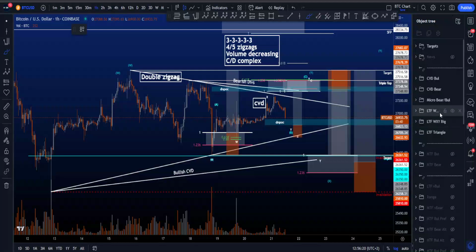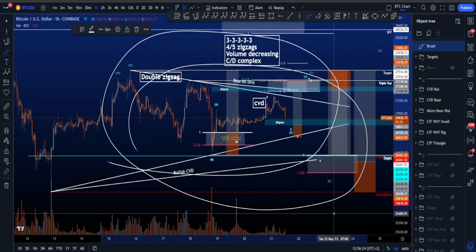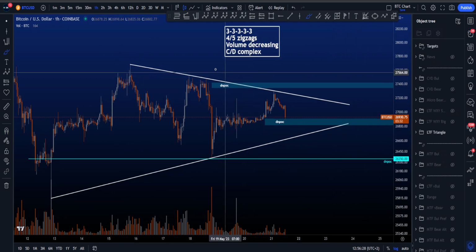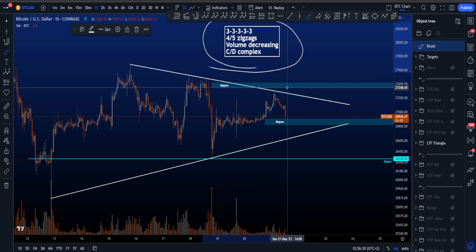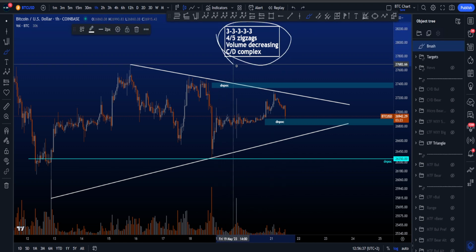Hi everyone, let's have a look at my low time frame and micro preferred and alternative bullish and bearish Elliott Wave scenarios on Bitcoin, starting with the triangle that I've seen appearing here and there. And from an Elliott Wave point of view, let's dissect this triangle, which for me is a very big alternative scenario and not a preferred one.